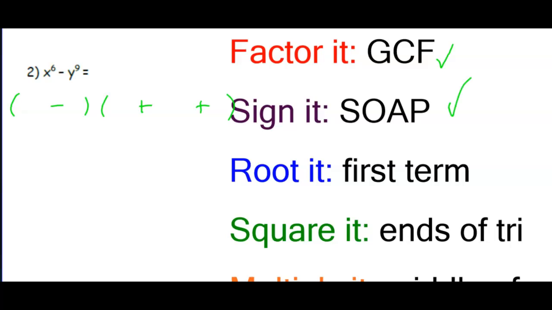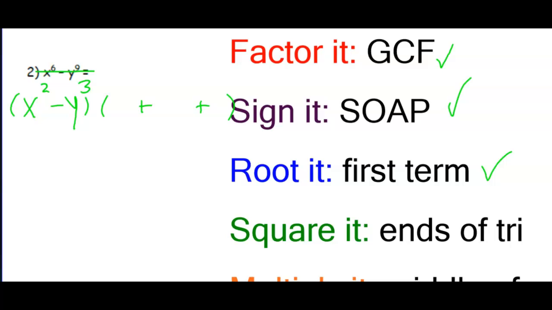Okay, let's cube root, y'all. What is 6 divided by 3? So you just cube rooted the first term. Y has an exponent of 9. What's 9 divided by 3? That's the next term. Done. Remember, you don't look back. Don't look at that problem. We're done with the original problem.